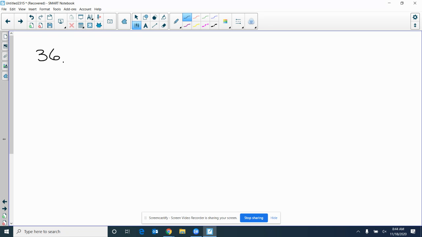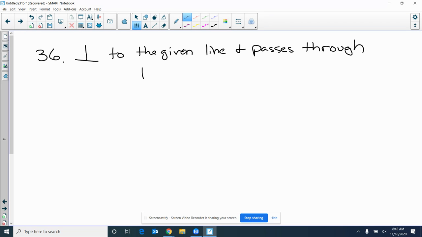And everybody listen. Write an equation in slope-intercept form for the line that is perpendicular to the given line that passes through the given point. Okay, stop right there. Perpendicular to the given line. That's where I went wrong. And passes through the given point.